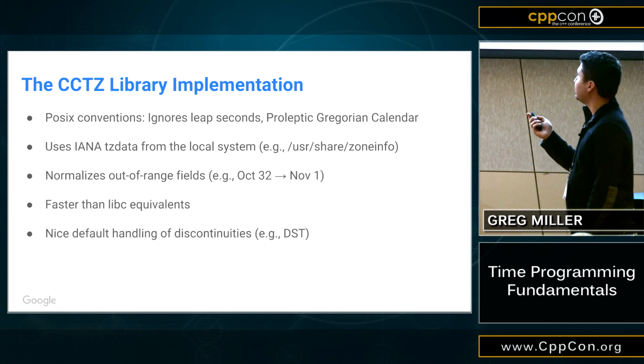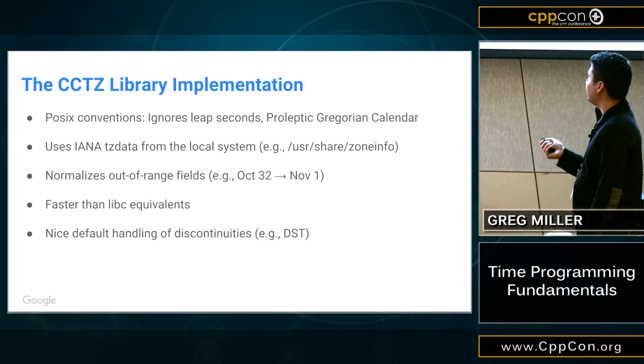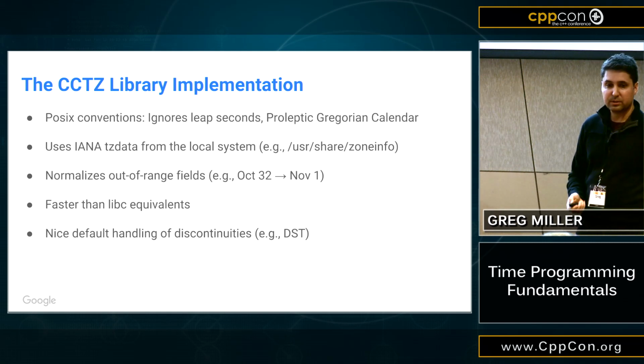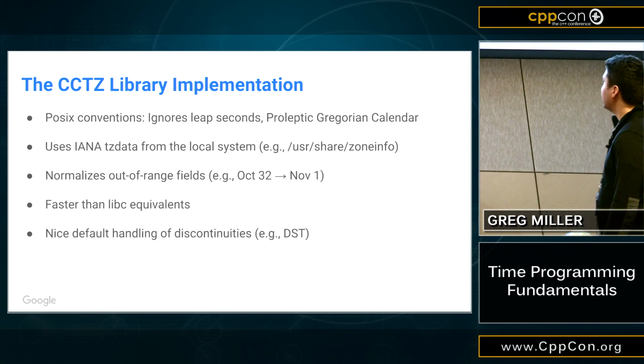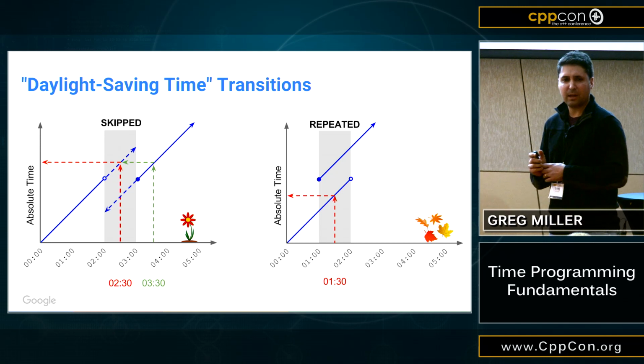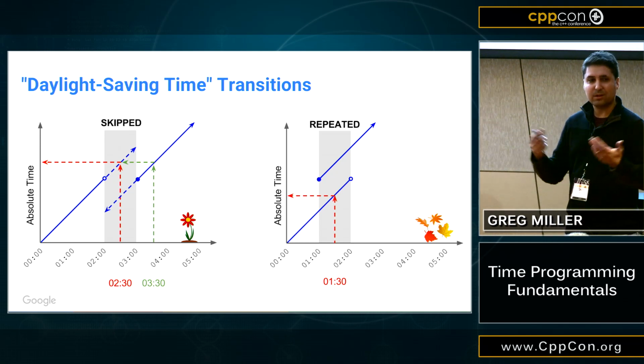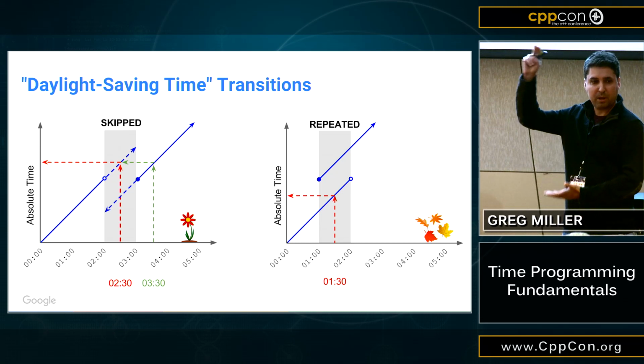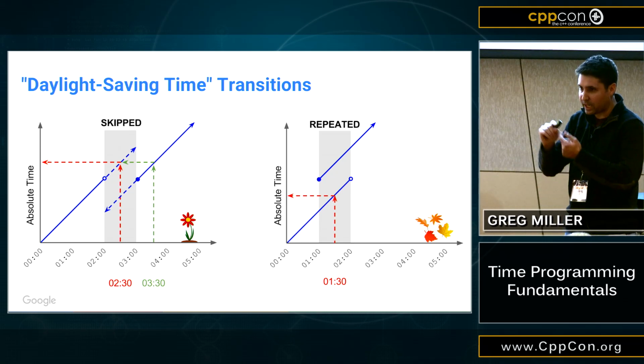And the implementation gives us some very nice default handling of discontinuities, for example, daylight savings time. So we're going to go ahead and talk about that now. We're going to talk about the daylight savings time transitions and how that works, because these are the real complicated things that end up in pages and pages of comments followed by one line of code.